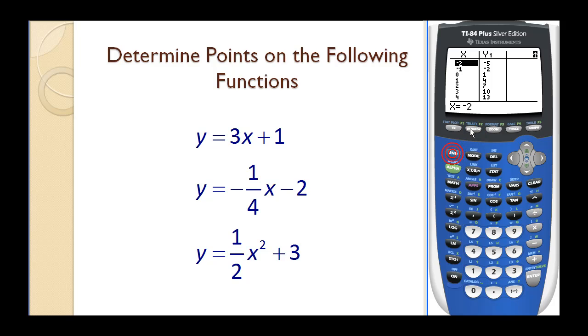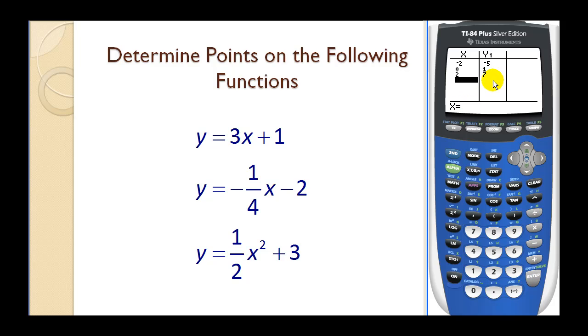If we press second window and change the independent variable to ask, enter, and now we go back to the table, second graph. Notice how both the x and the y values are blank, but what it's waiting for is for us to enter in specific x values. So if we want to know what y is when x is -2, we just press -2, enter, or when x is 0, enter, 2, enter, and so on.